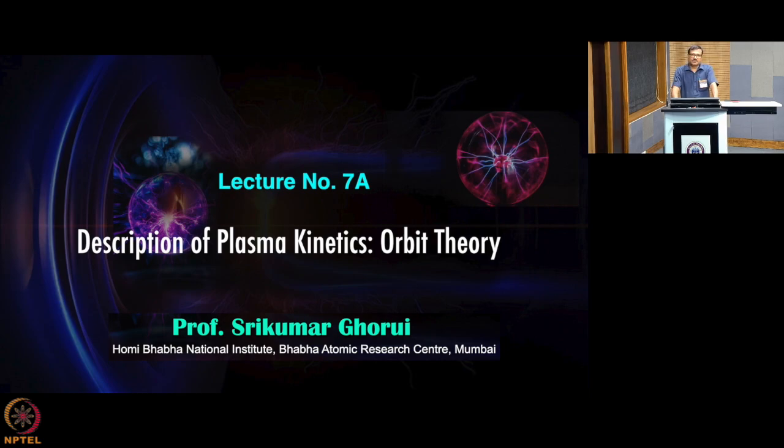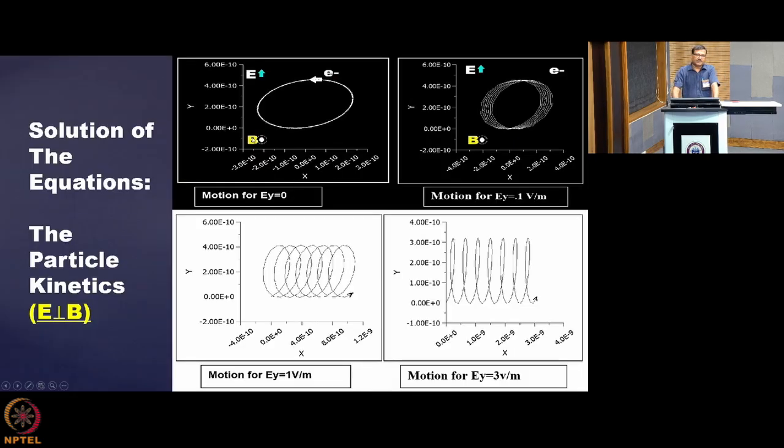In our previous class, we studied the E cross B drift in plasma. We have seen that when there is an electric field and a magnetic field which are perpendicular to each other, like in this diagram, the electric field is in the direction of y and the magnetic field is pointing in the positive z direction. It is a right-handed coordinate system.